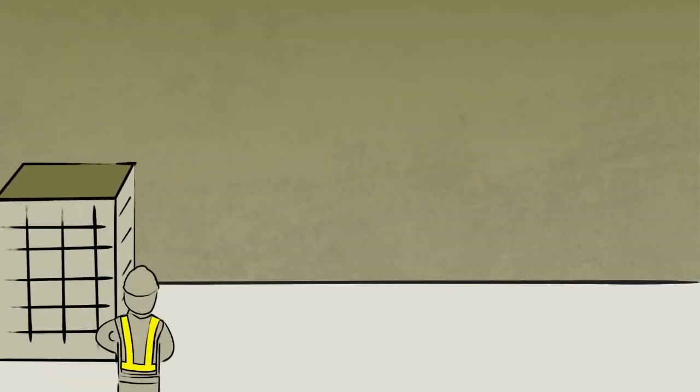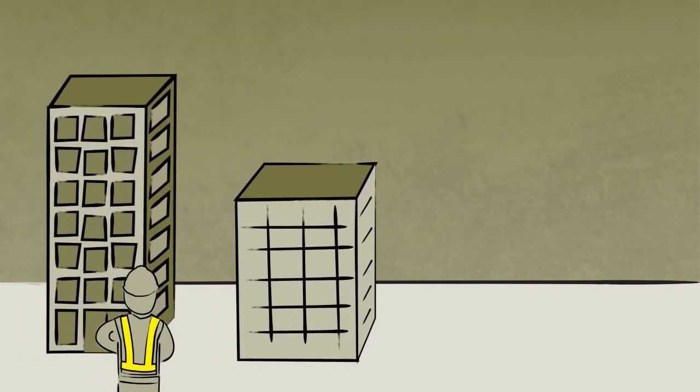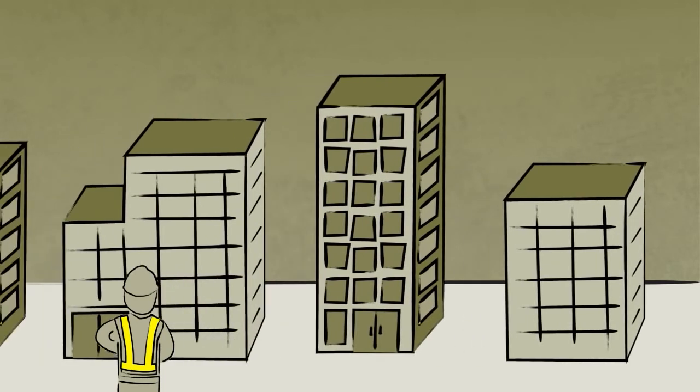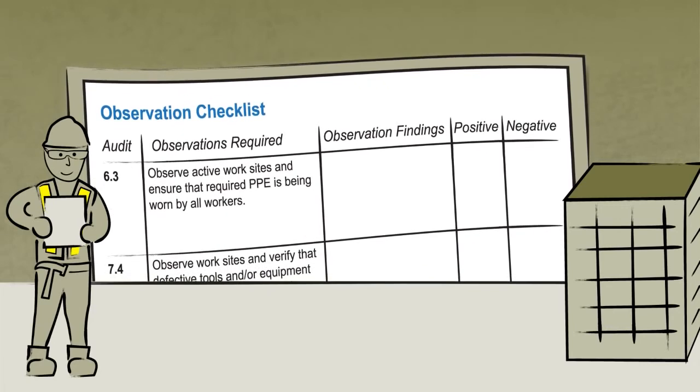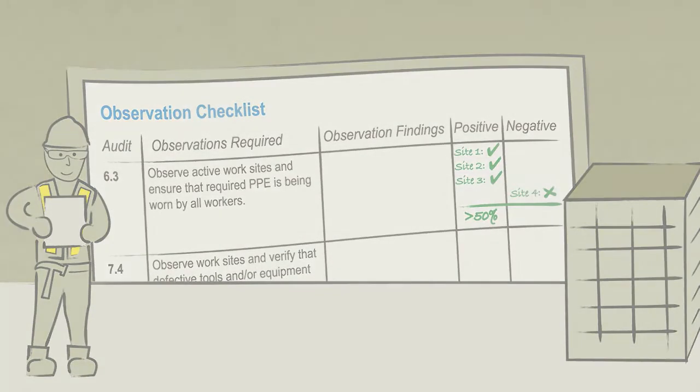Once all the active work sites have been visited, the auditor will total the positives and negatives for each question. For the majority of questions, points will be awarded if the number of positive observations is greater than 50%.